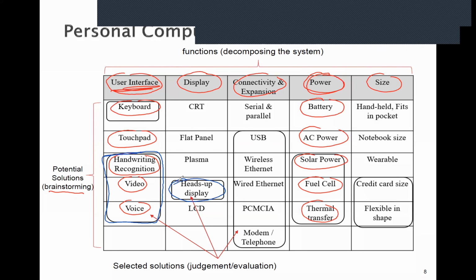So at the end of the brainstorming, the team may have chosen, as for example here, circled, a heads up display for displaying. And for connectivity and expansion, there are several alternatives here. All are selected. And for power, here you can see these three are selected. And finally, for the size, you can see the choice here. So now we can next create a concept based on these selected solutions.